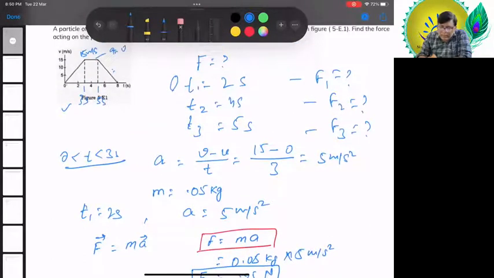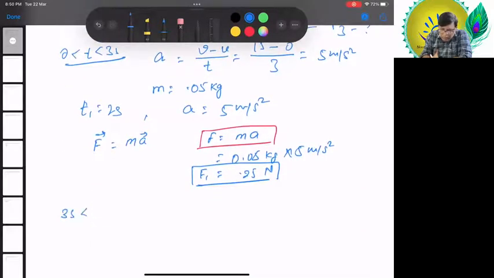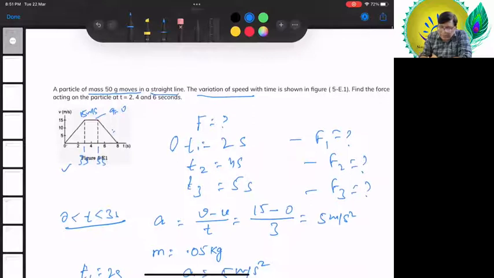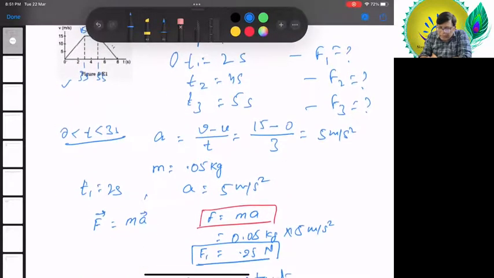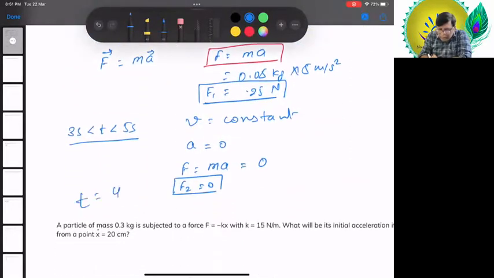Now, what is our acceleration during this 3 second to 5 second? V is constant for this time period, so acceleration will be 0. According to second law of motion, F is equal to ma, that is 0. So here F2 is equal to 0. So no force is applied during 3 second to 5 second. Now we have to find out what is F3. F3 means T is equal to 4 seconds.